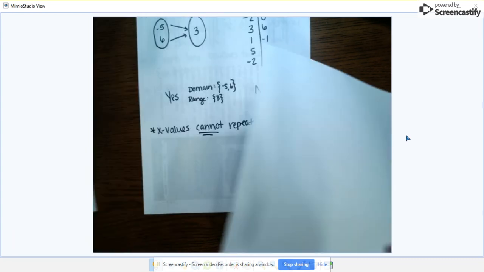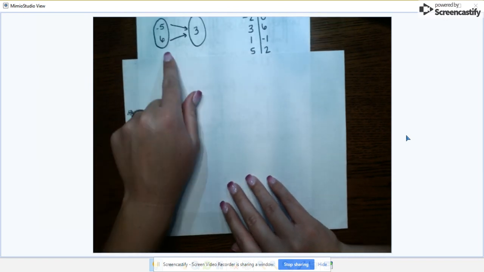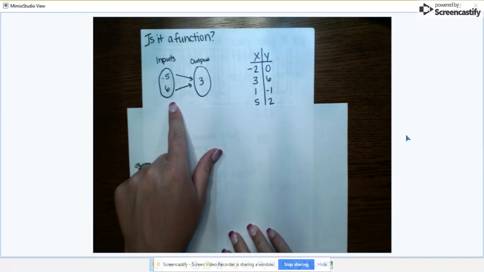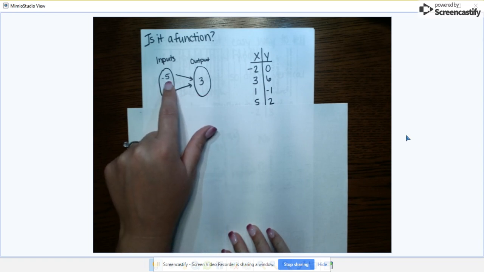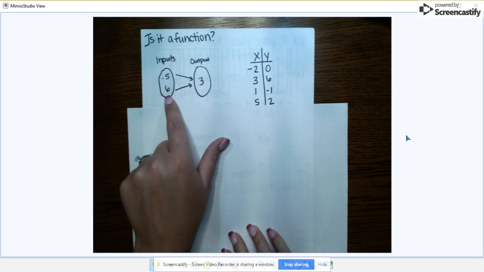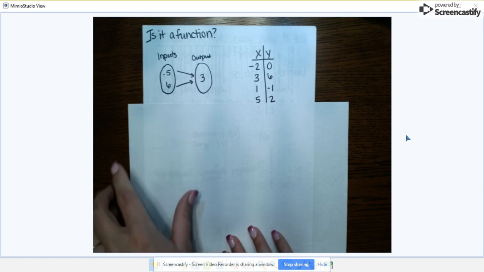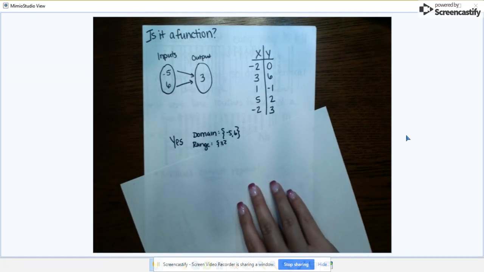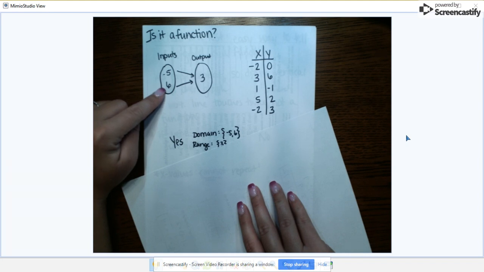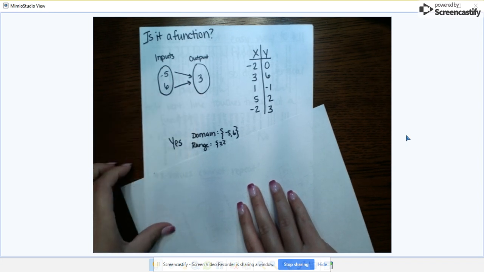Okay, here's another example. Let's look at the diagram on the left. We're wondering, is it a function? Well, we said that every input is paired to exactly one output. So -5 only has one output, and 6 only has one output. Therefore, this is a function. The domain would be -5 and 6, and the range talks about your output, so that is 3.